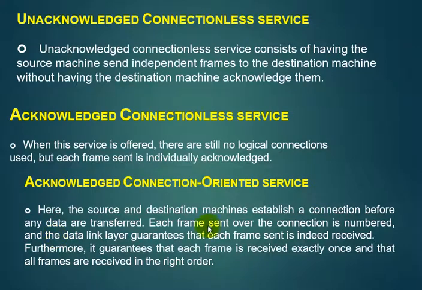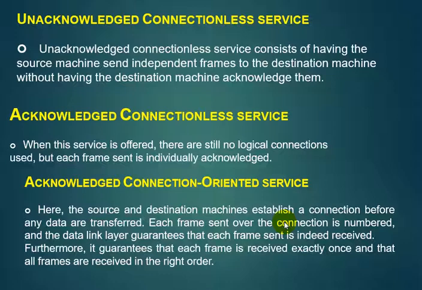Each frame sent over the connection is numbered, and the data link layer guarantees that each frame sent is indeed received. Furthermore, it guarantees each frame is received exactly once and that all frames are received in the right order. When connection oriented service is used, transfers go through three distinct phases. In the first phase, the connection is established by having both sides initialize variables and counters needed to keep track of which frames have been received and which ones have not.